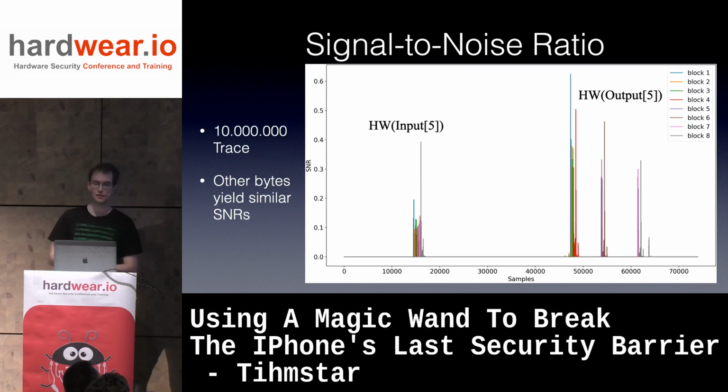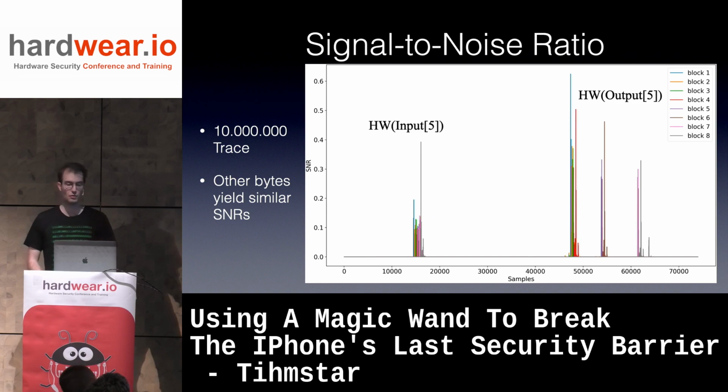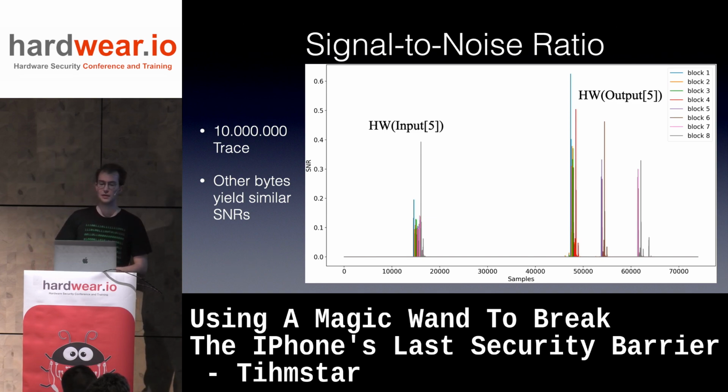So if you repeat that for several bytes, here I do encryption of 8 blocks of AES, and let's take input byte 5, then the Hamming weight, and use this as a model for all of the 8 blocks. We can see, okay, we have a good signal here, and then using the output bytes, doing the same, and we have different signals there. Other bytes yield similar values.